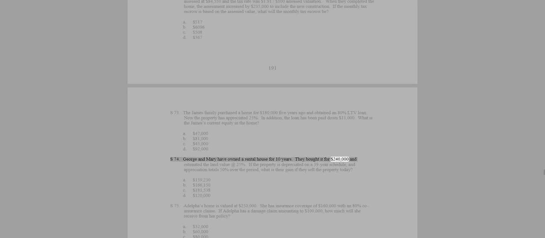S74. George and Mary have owned a rental house for 10 years. They bought it for $240,000 and estimated the land value at 25%. If the property is depreciated on a 39-year schedule, and appreciation totals 50% over the period, what is their gain if they sell the property today?